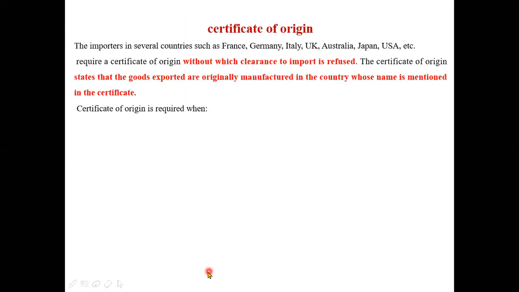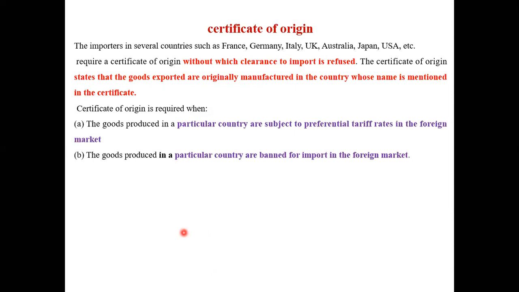Okay. Now, next is the certificate of origin. Certificate of origin is also not required by all the countries. It is required by few countries. And what is the purpose? The purpose is that it is required when the goods produced in a particular country are subject to preferential tariff rates in the foreign markets, or the goods of a particular country are banned from import in the foreign market.